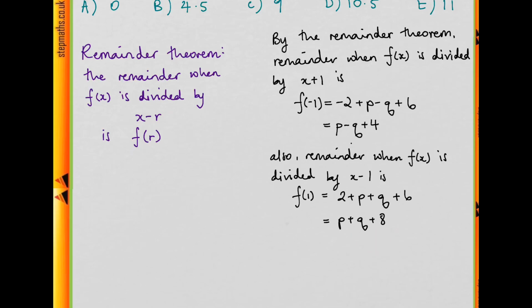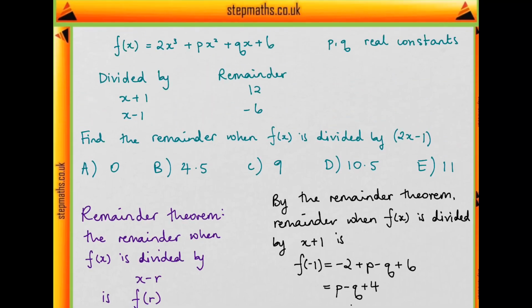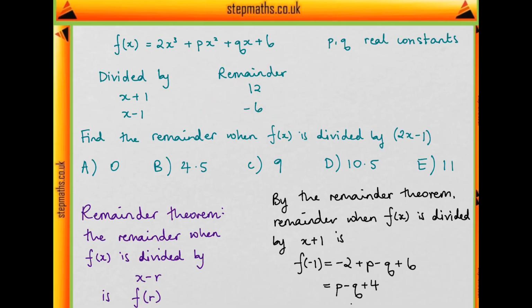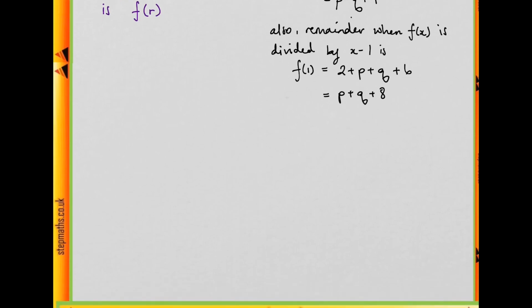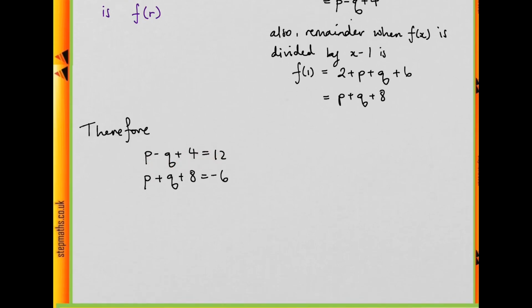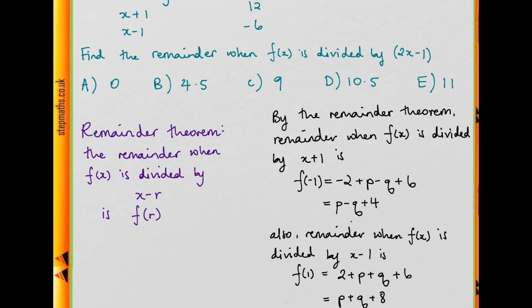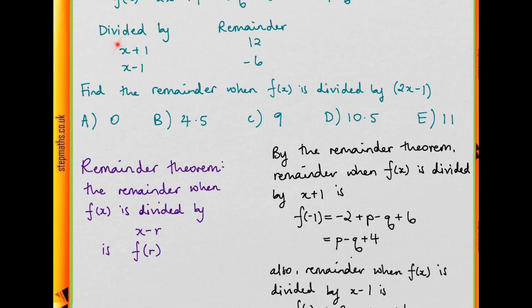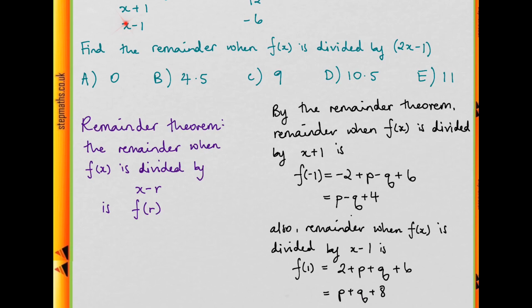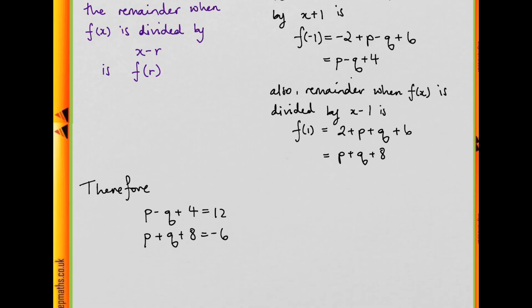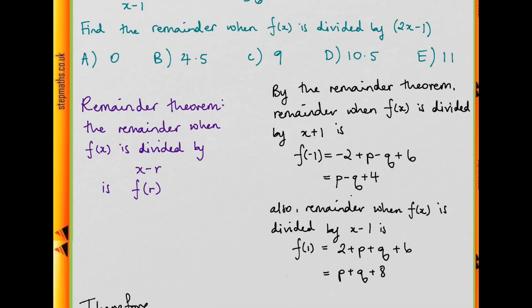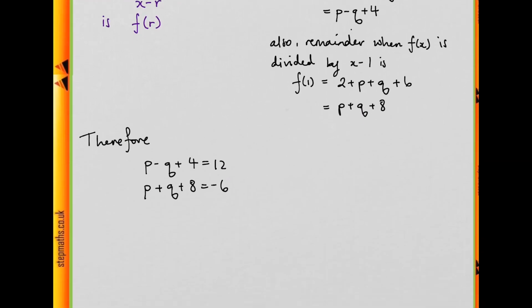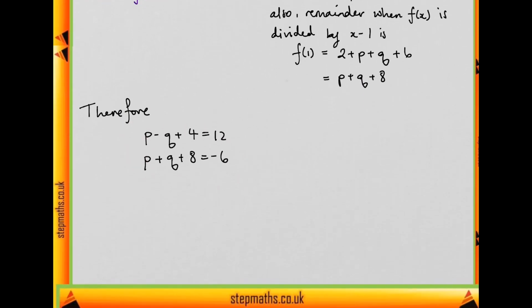So now we just have to put these remainders equal to what they tell us they're equal to. So we get p minus q plus 4 is 12 from the remainder when we divide by x plus 1, and when we divide by x minus 1, that gives us that p plus q plus 8 is equal to minus 6. So now we have these two simultaneous equations. We can simplify a little. So we get p minus q is equal to 8 and p plus q is equal to minus 14.